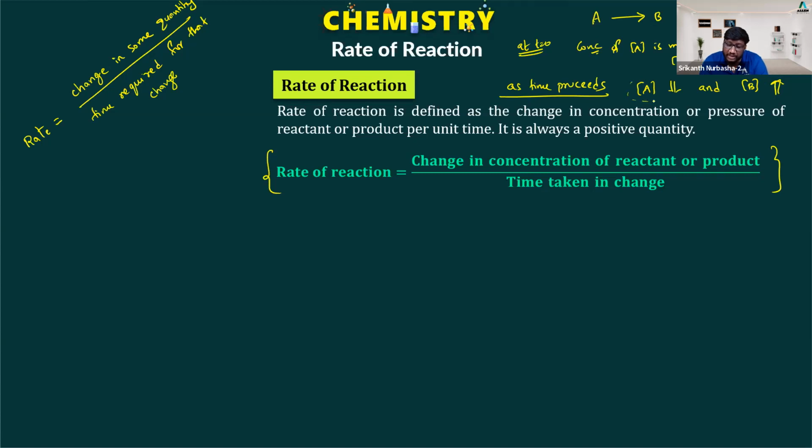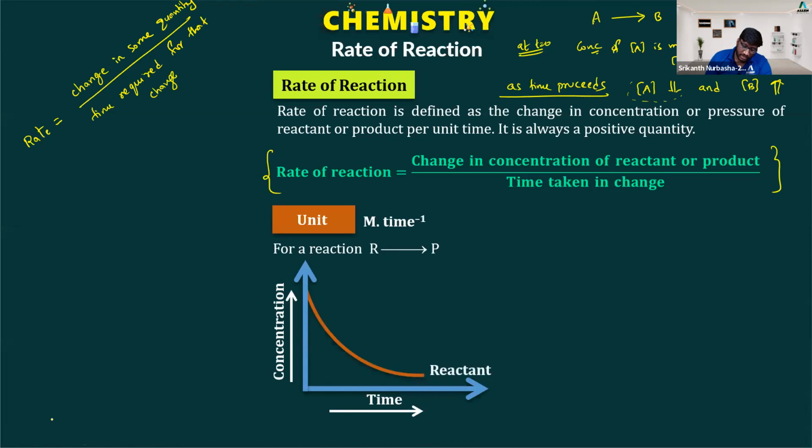How does the concentration of A decrease? Is it an exponential decrease or a linear decrease? Exponential decrease, yes or no? So you have the concentration versus time graph. At time t equal to 0, we have the maximum concentration of reactant. As time proceeds, the concentration of reactant decreases and the concentration of product increases, and both change exponentially, not linearly. For any reaction like reactant converting to product, this was the scenario.